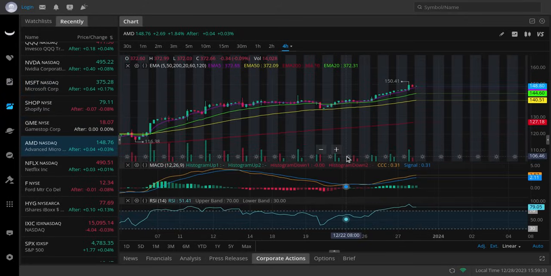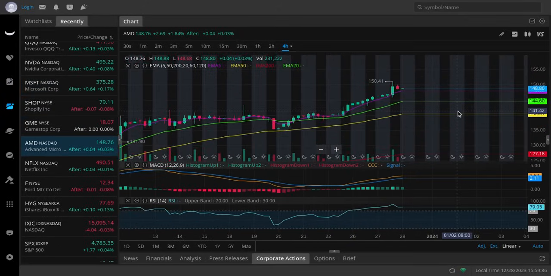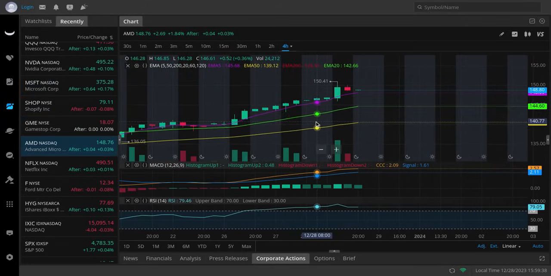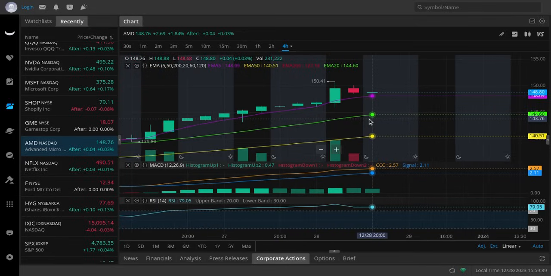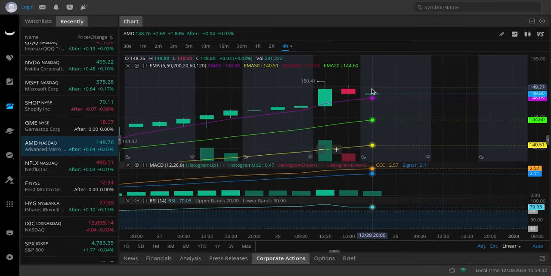When it comes to AMD, it depends if it could break 150. If it breaks 150, it could turn bullish and push for 155. If it fails to do so, it could retrace for 144. I think it's going to do a little bit of both. It might backtest 150 again. It might actually fail to hold it, though.